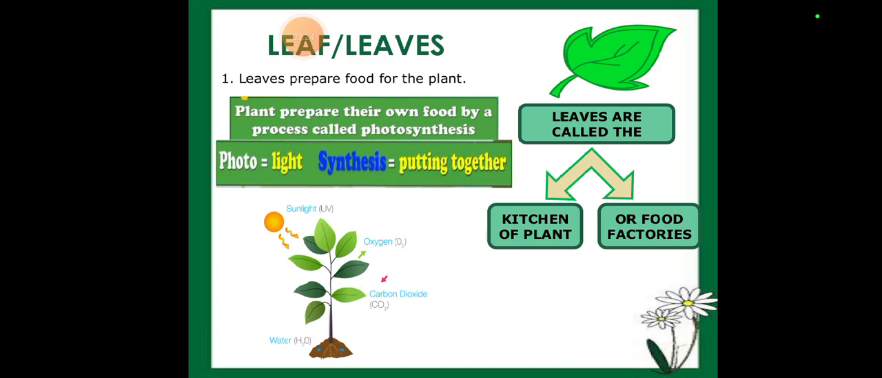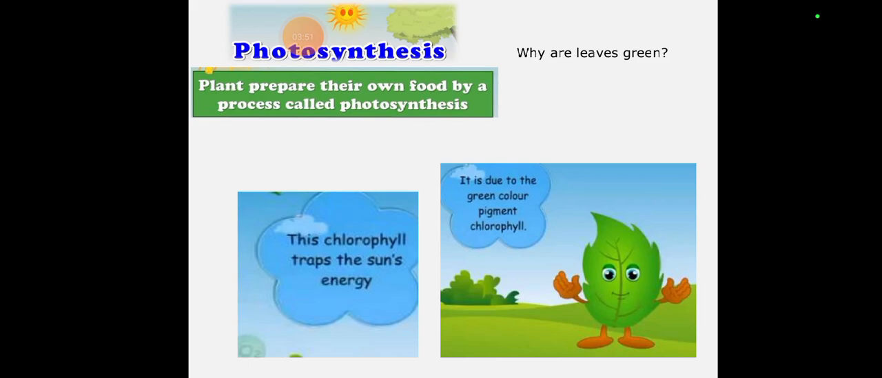Plants prepare their own food by a process called photosynthesis. Photo means light, and synthesis means putting together. We need sunlight, oxygen, carbon dioxide, the exchange of gases, and water. We give carbon dioxide to plants, and they give oxygen to us. Sunlight is provided, and water is also provided. So this is the whole process of photosynthesis. These 4 things are really important in photosynthesis.